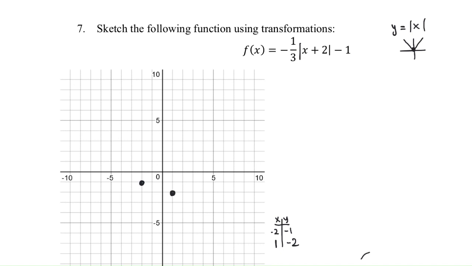And I'm also going to do -5. I'm not just choosing random x values, I'm choosing specific ones because I have to multiply by 1/3, and -5 plus 2 is -3. The absolute value of -3 is +3. +3 times -1/3 is -1, and -1 subtract 1 is -2. So -5 comma -2 is a point on the graph. So you can see that it's still facing upside down, but it's a lot wider because it's been compressed vertically.